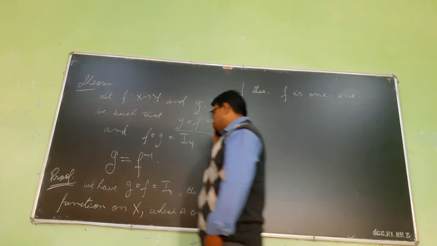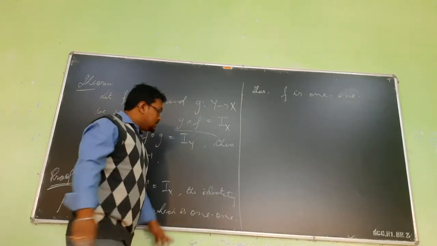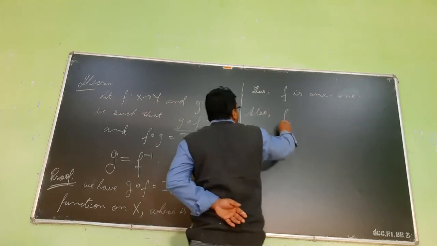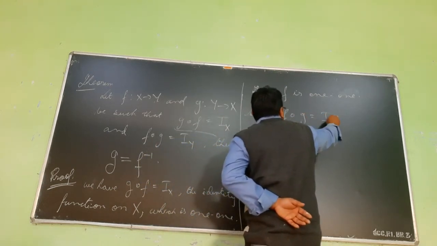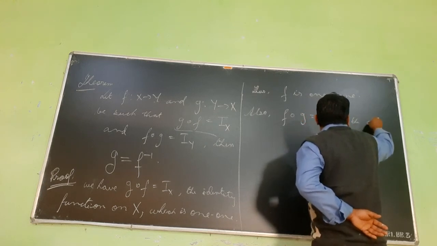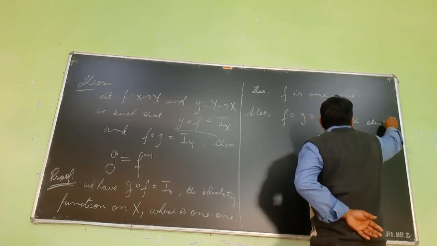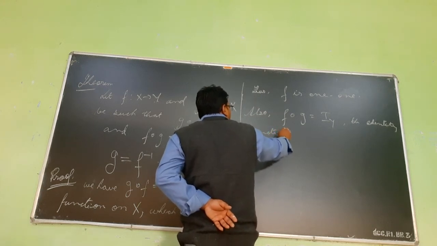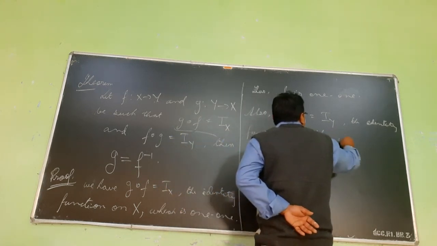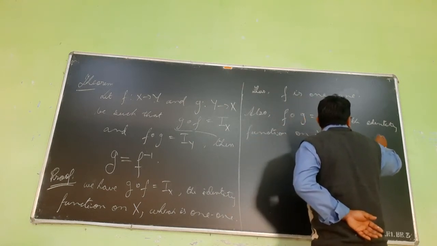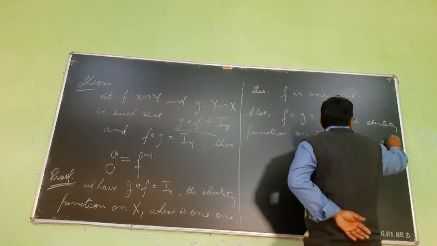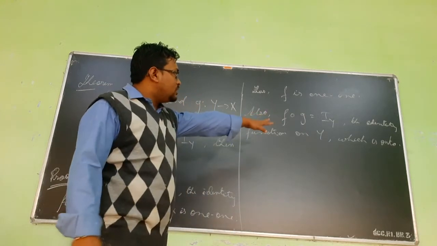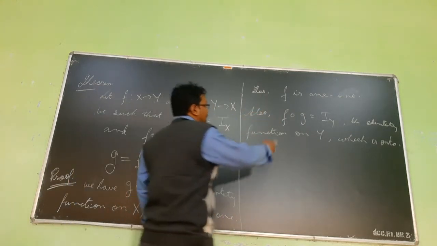Okay, so we can just use that earlier. If GOF is 1-1, then f is 1-1. Also, FOG is equal to the identity function on Y, which is onto. It is also 1-1, but I want to use the onto part. So FOG is onto.